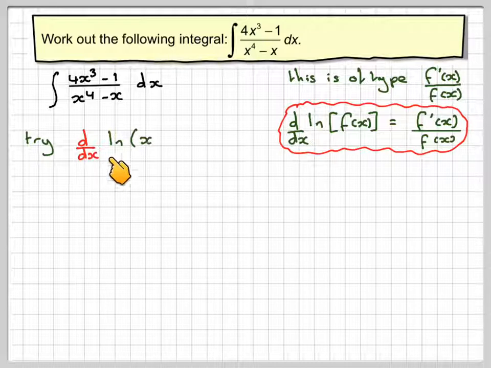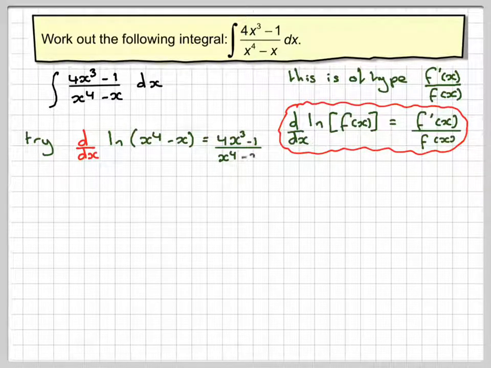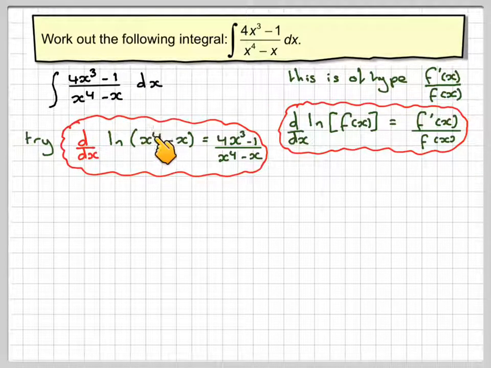So if we try d dx of ln of x to the fourth minus x, that's going to give me 4x cubed minus 1 when I differentiate that, and then I put it over itself. So actually I've got back to what I started with. So this is actually the answer to that integral.